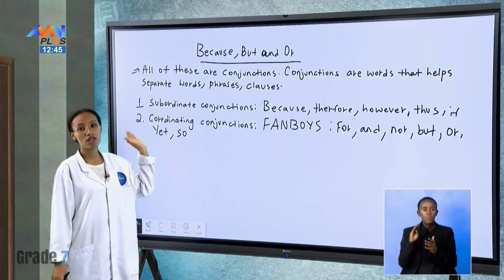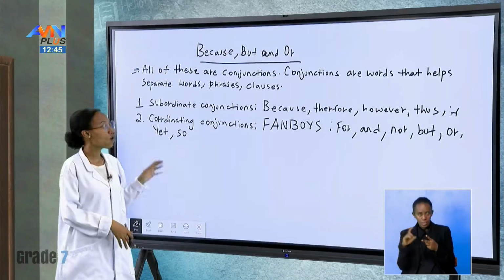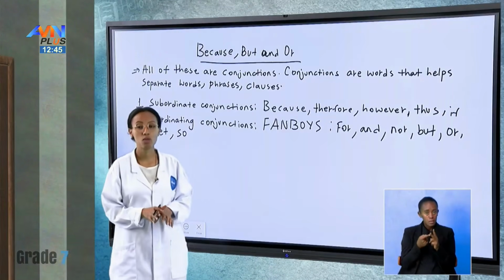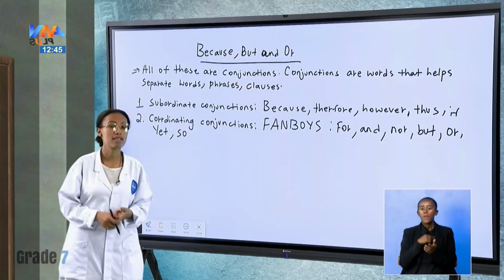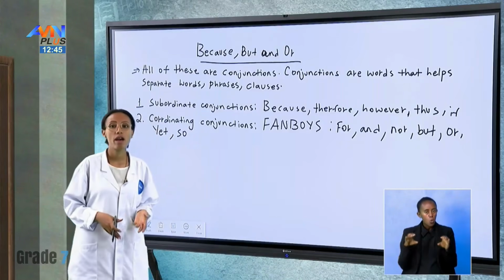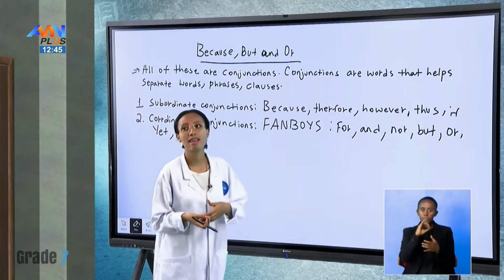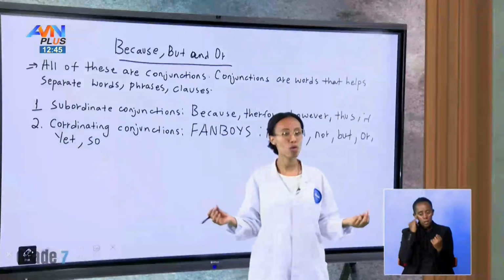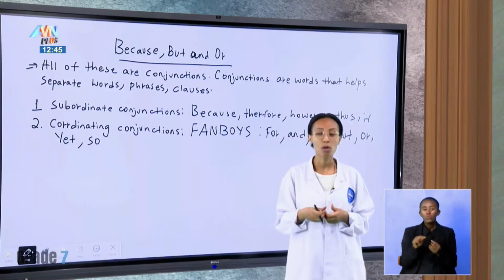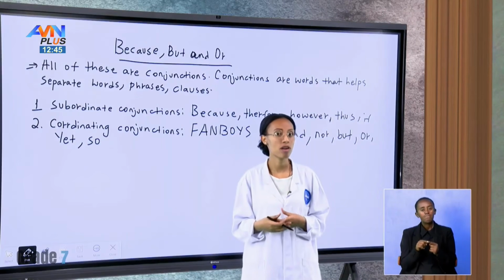So conjunctions are separated into subordinating conjunctions or coordinating conjunctions. And these are the ones that we use in our sentences to separate phrases, to separate clauses, and not only separate, but to also join two ideas that you want in a sentence. We use them to separate, we use them to join, and to make sense of our sentences.